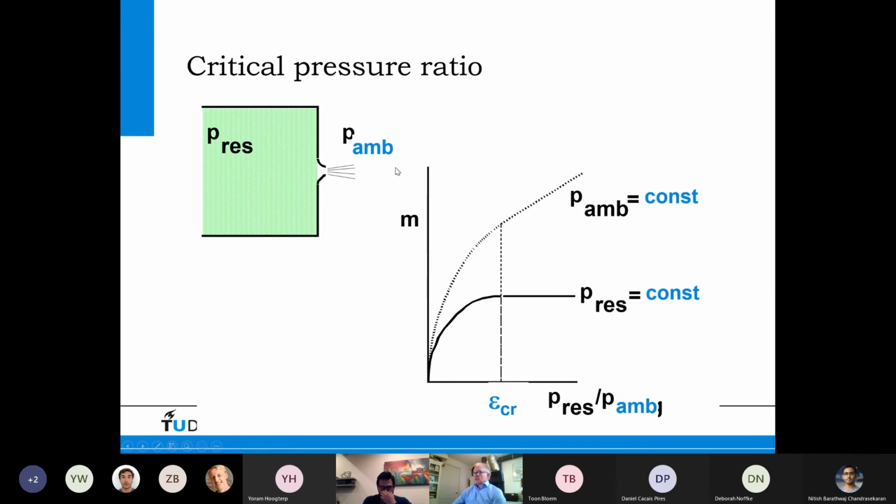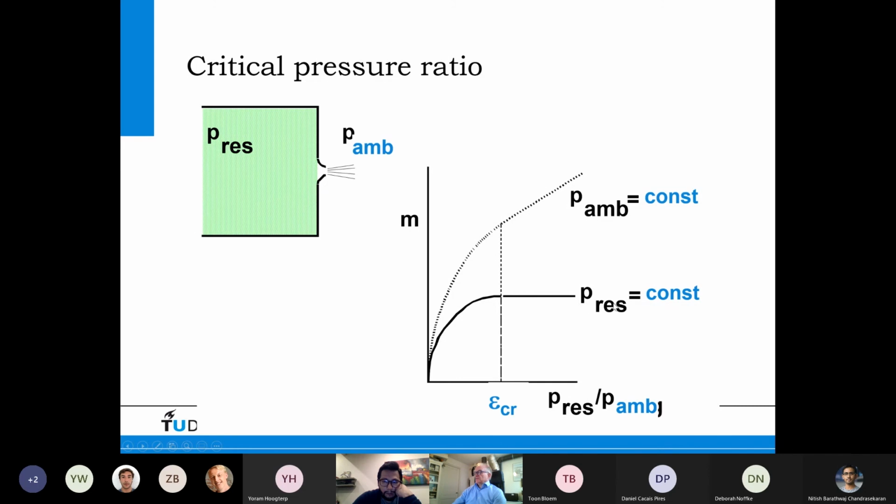And if you increase the reservoir pressure, then you would have an increase in mass flow, which would eventually go this way, the dashed line. If you instead keep the reservoir pressure constant and reduce the ambient pressure, then the line goes this way, and when choking occurs at the critical pressure ratio, the mass flow would remain constant.